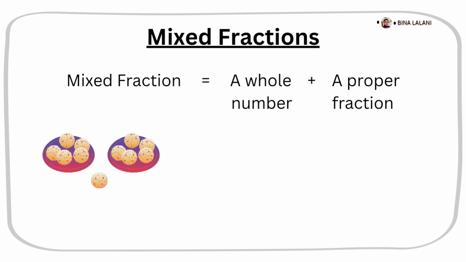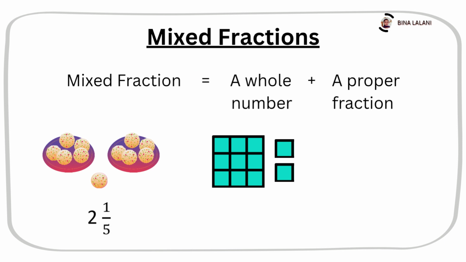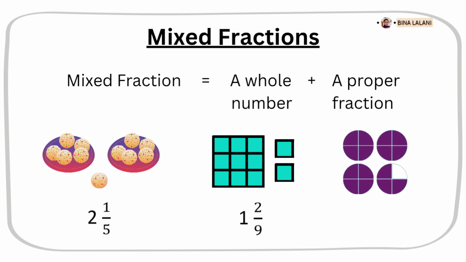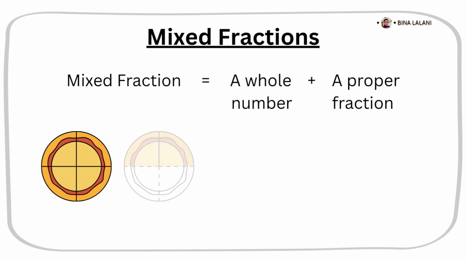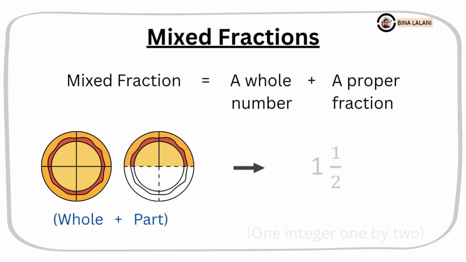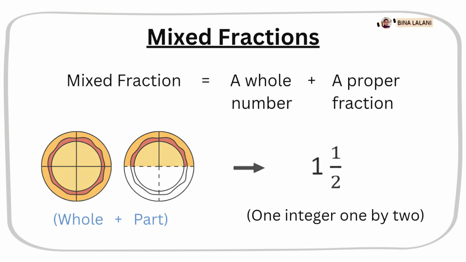Here, there are 2 full plates of 5 cookies each and 1 extra cookie. So, the fraction is 2 integer 1 by 5. Here, there is 1 whole and 2 extra blocks, so the fraction is 1 integer 2 by 9. Here, there are 3 whole circles and 3 by 4 of a fourth circle, so the fraction is 3 integer 3 by 4. It means you have some whole items and some extra parts. If you ate 1 full pizza and half more, we write it as 1 integer 1 by 2.